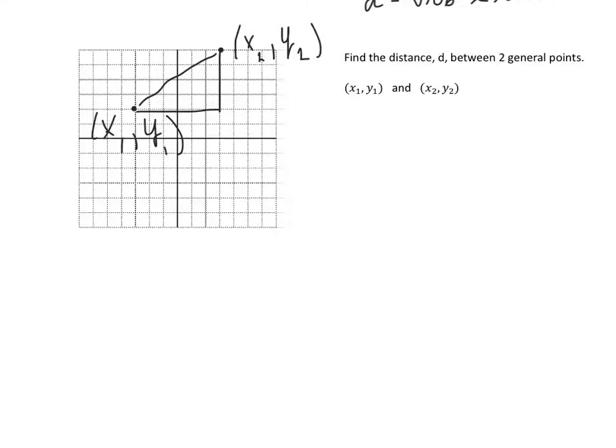So here we have the points plotted with a right triangle. And we're going to label these points generically. So the point up top is going to be point 2, so x sub 2, comma, y sub 2. The point down below will be point 1, x sub 1, comma, y sub 1, very similar to slope.